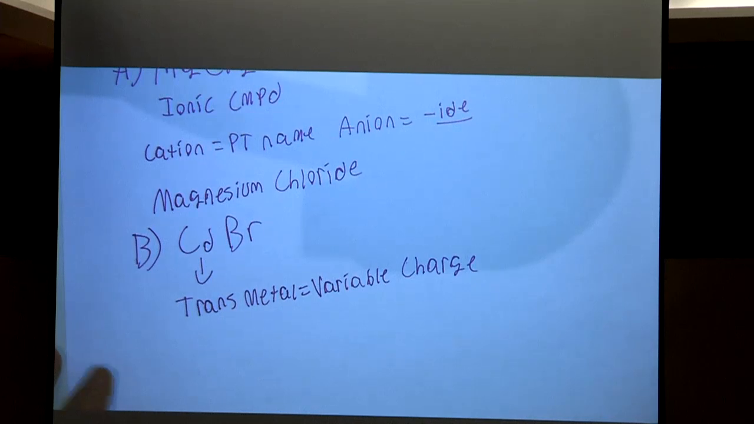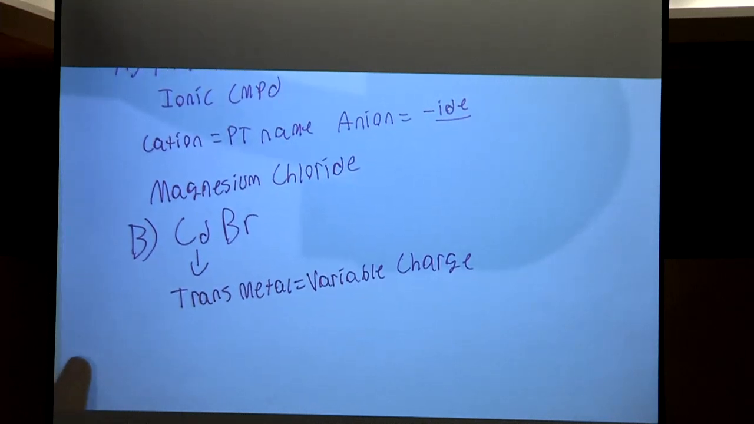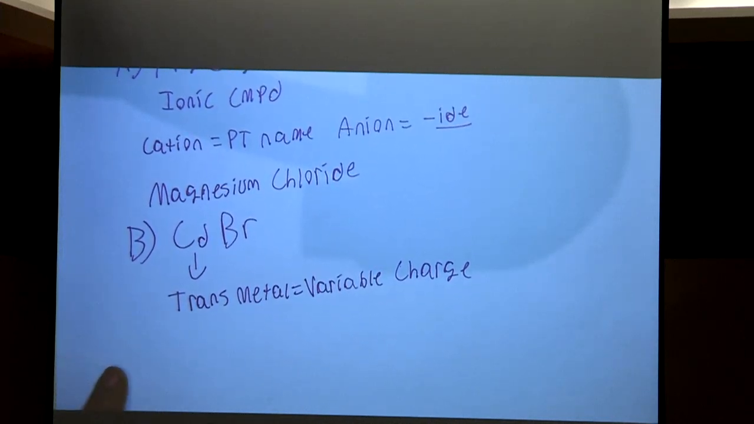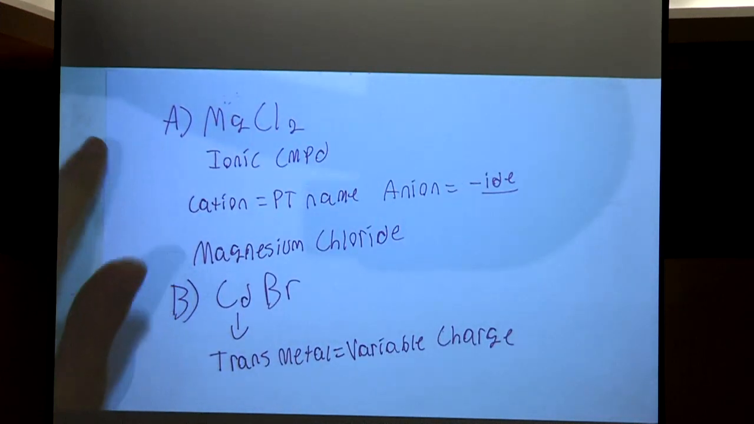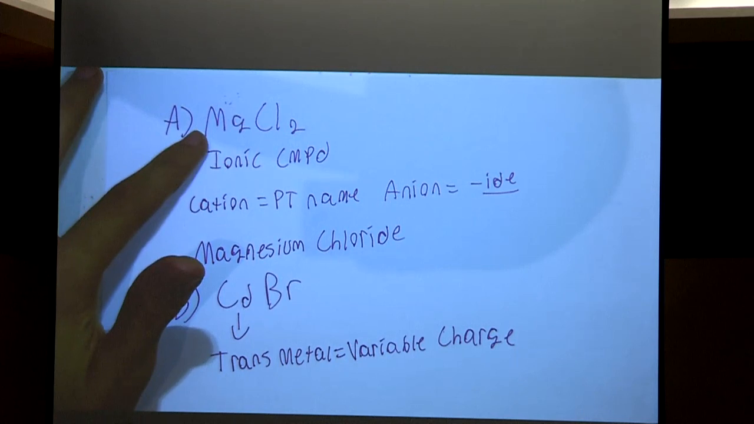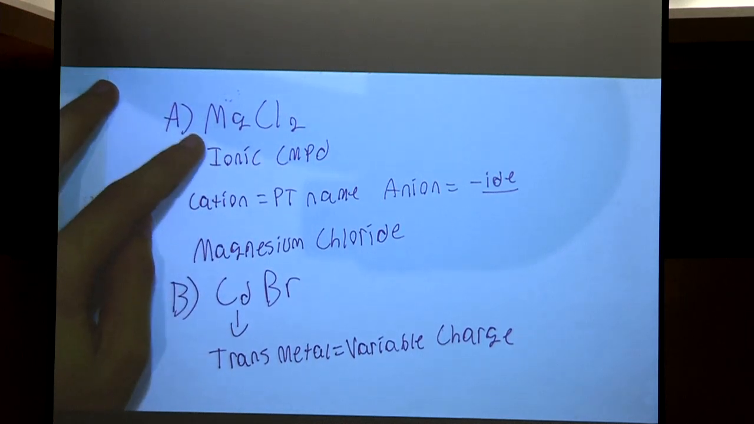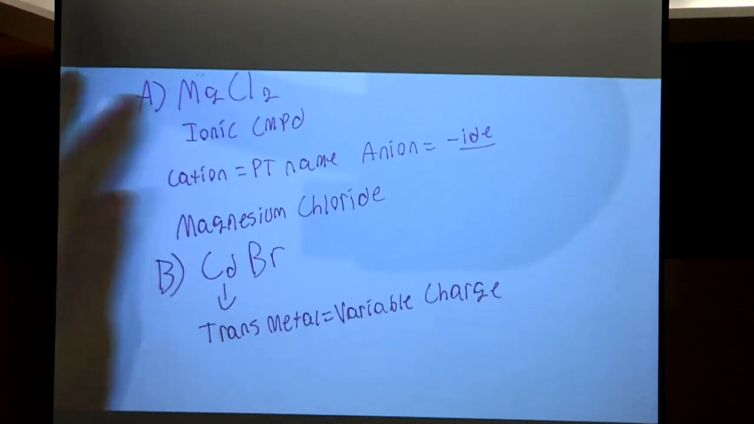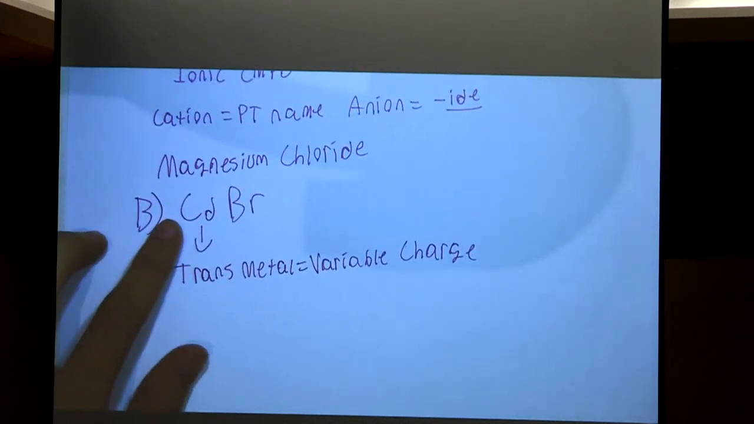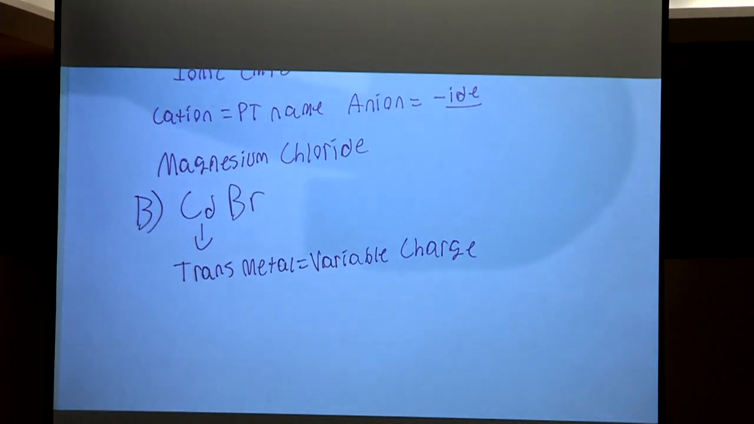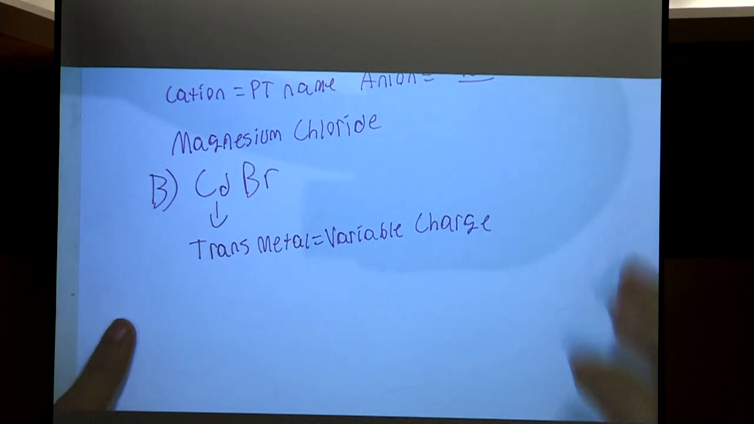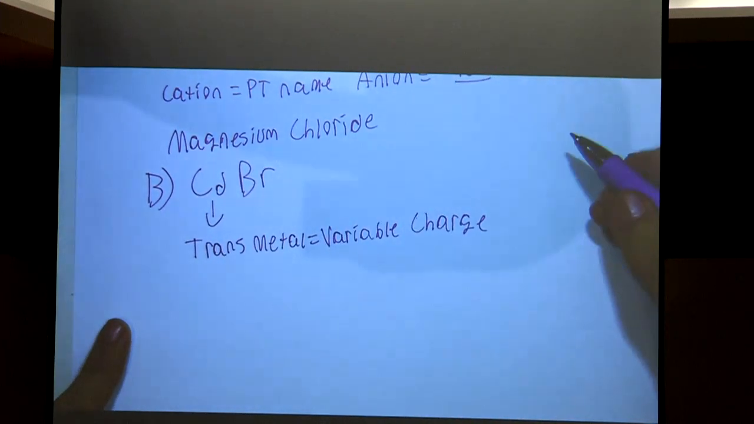Because they can have a variable charge, when you're naming them, you need to account for the charge in the name. For magnesium chloride, magnesium is an alkaline earth metal, so we know it has a stable charge of +2. We don't have to designate that in the name. But for cadmium bromide, cadmium is a transition metal, so we don't know its charge necessarily. It can have variable charge. So you figure that out from the anion.